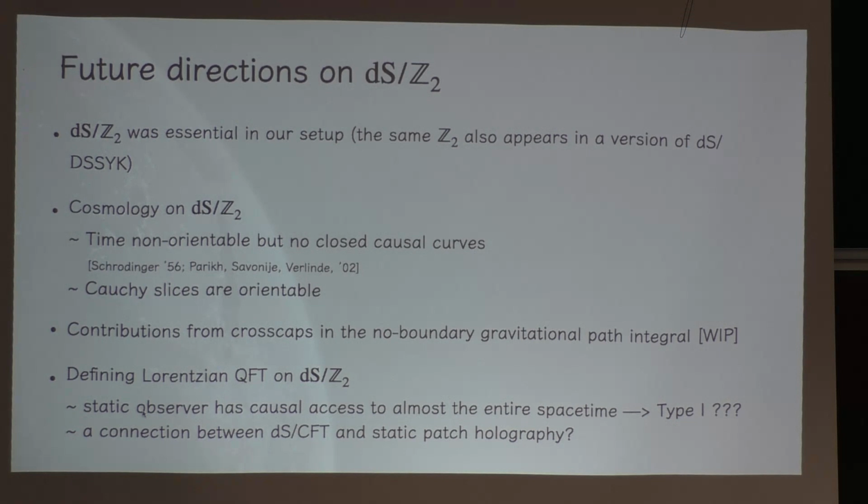algebra. There's also another intriguing feature, which is that if you think about global de Sitter, then you cannot actually define an S matrix for effective field theory defined on global de Sitter. But it turns out if you do this Z2 quotient, you can actually define an S matrix for the static patch, and that S matrix may be interpreted as a two-point function from the dS-CFT point of view. So there might be a duality between dS-CFT and static patch holography if you take this quotient.